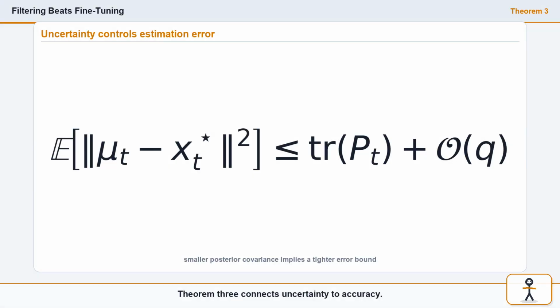Theorem 3 connects uncertainty to accuracy. Mean square estimation error is bounded by the covariance trace plus a process noise term. As covariance collapses, predictions improve even if the hidden state is not recovered exactly.